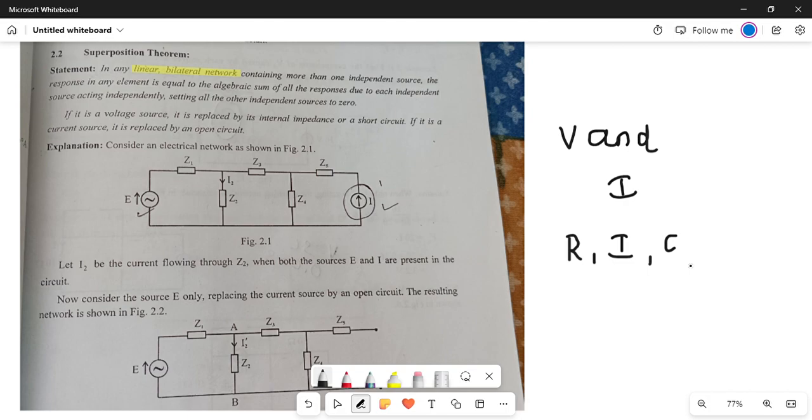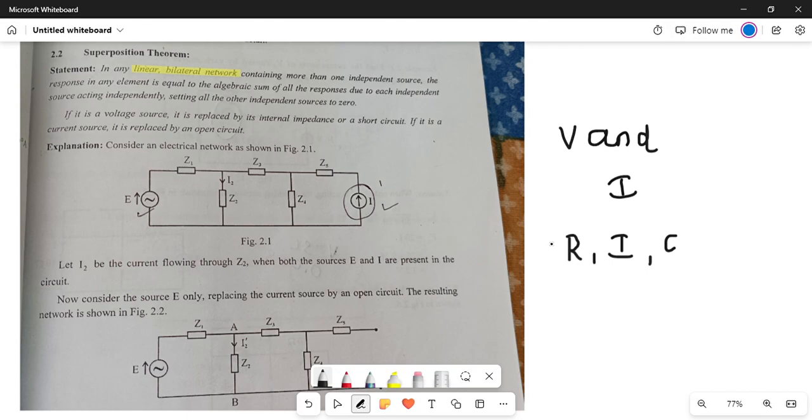With respect to a bilateral network, when you supply current from any direction, there is no change in the characteristic of the circuit, all the parameters. So the circuit properties do not change, even when there is a change in the direction of voltage or current. This is what a bilateral network is, right?